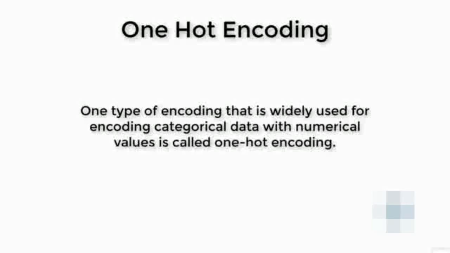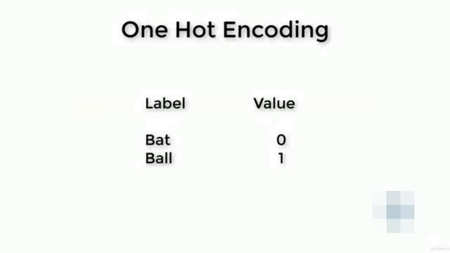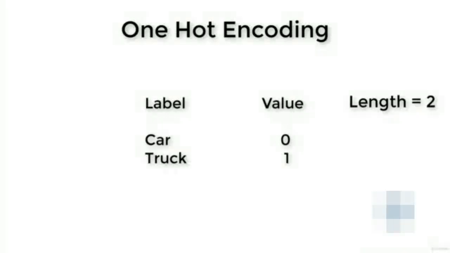One type of encoding that is widely used for encoding categorical data with numerical values is called one-hot encoding. One-hot encoding transforms our categorical labels into vectors of zeros and ones. The length of these vectors is the number of classes or categories that our model is expected to classify. Here we have a table in which a 0 is represented as a bat and 1 is represented as a ball. If we were classifying whether images were either of a car or of a truck, then our one-hot encoded vectors that corresponded to these classes would each be of length 2, reflecting the two categories.